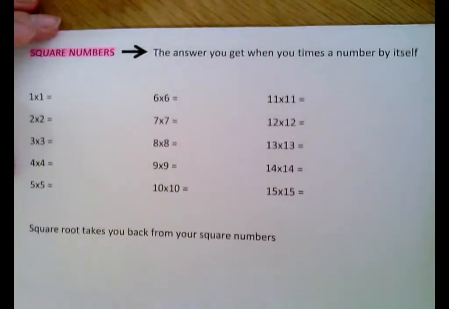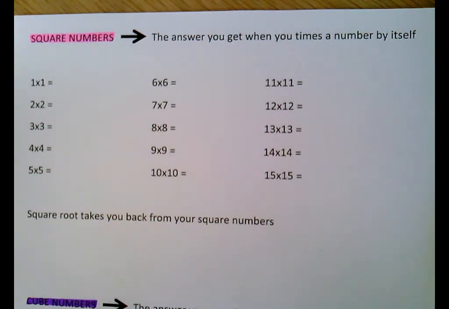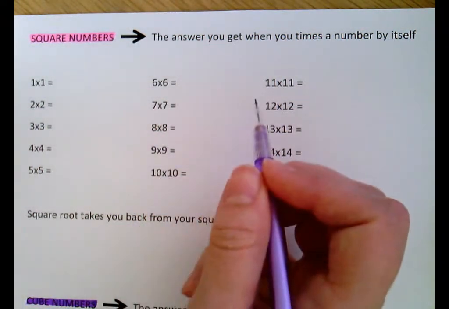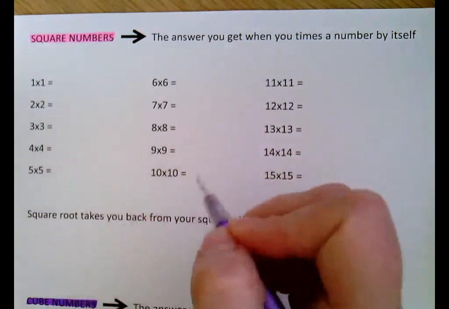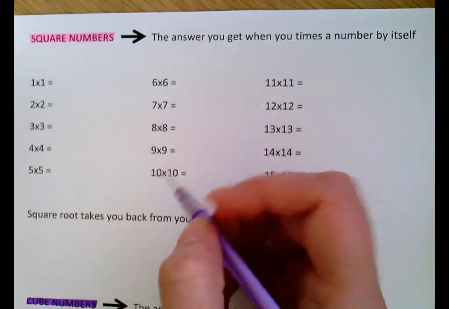The next type of numbers that I want to look at are square numbers. So these are the answer you get whenever you times a number by itself, and the reason they're called square numbers is because squares have sides that are the same length, and for you to get the area of it you multiply the length by the width. So you would be doing something like 5 times 5 or 8 times 8. So that's why they've called them square numbers.